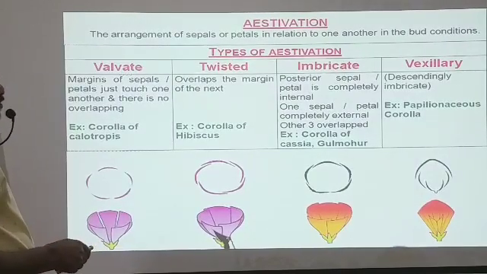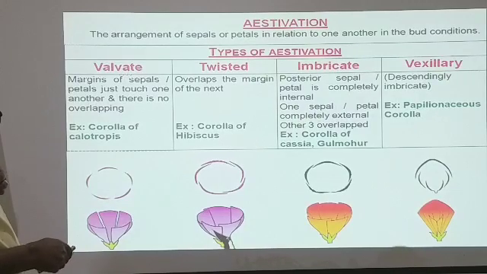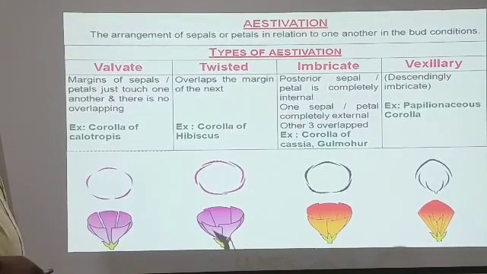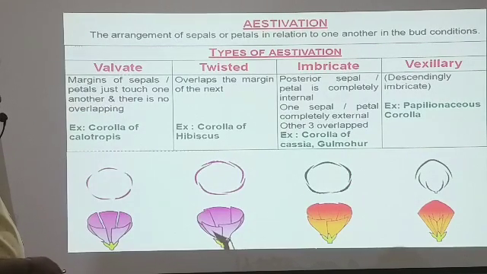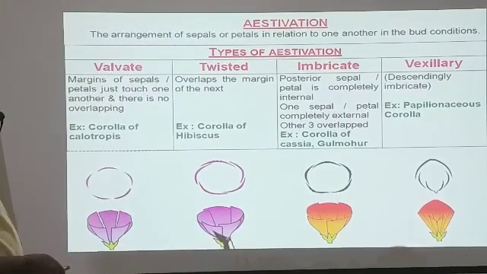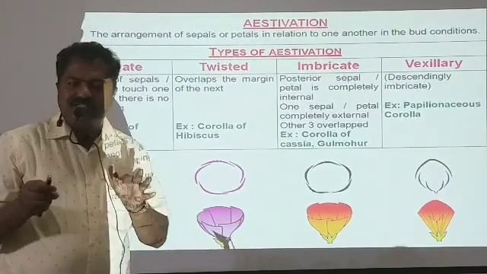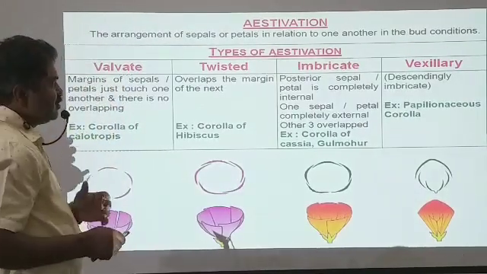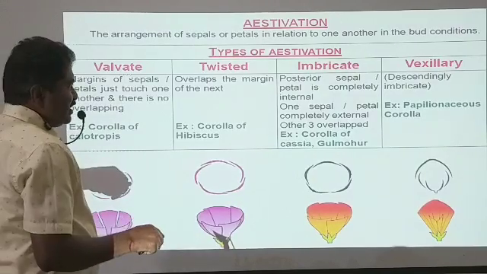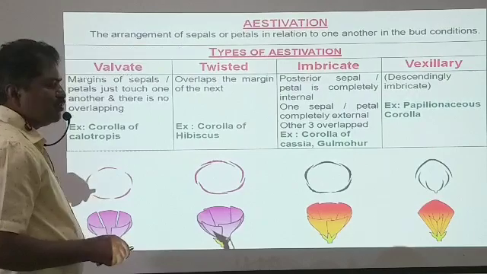And another one is the imbricate aestivation. Here you see the posterior sepal or petal is completely internal. One thing I will tell you very easily: one sepal or petal is completely inside and another is completely outside, and the rest of the three are in and out. So one is completely out, one is completely in, and the remaining three are in and out condition. That is what we call imbricate aestivation. We can see this in the corolla of cassia and gulmohar.